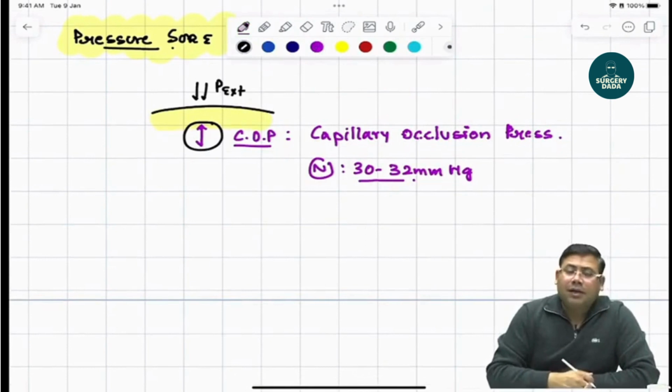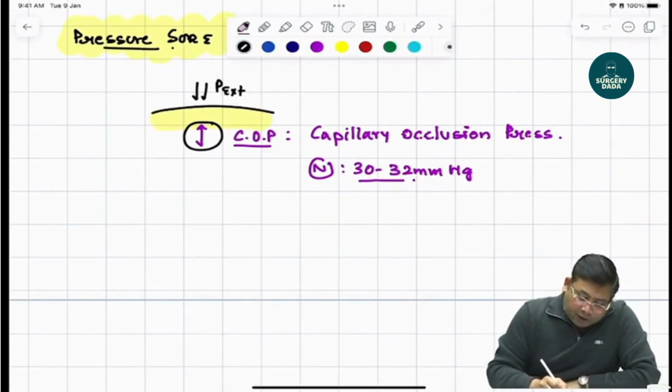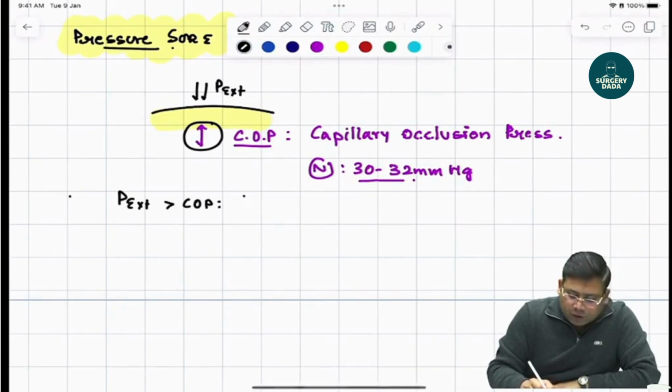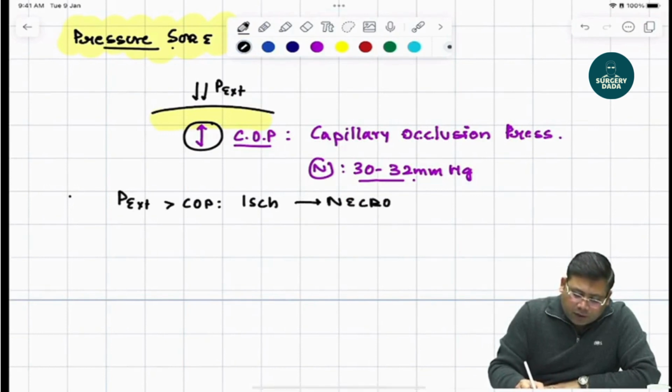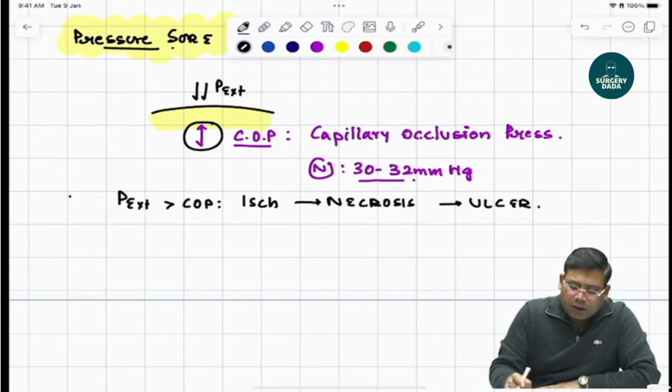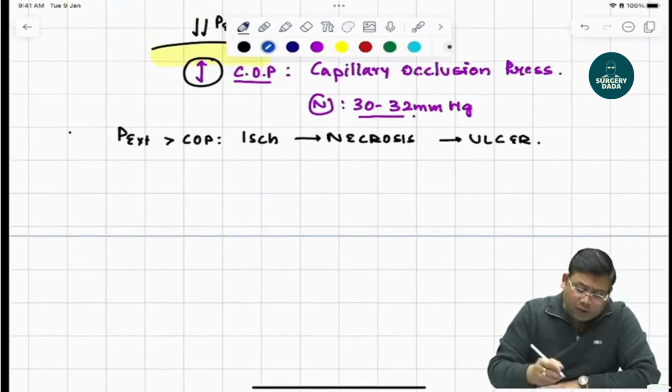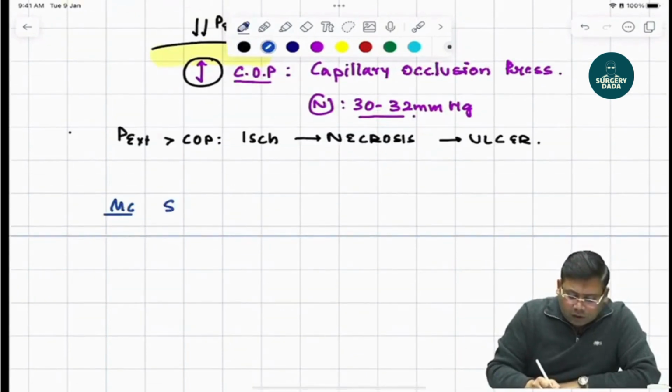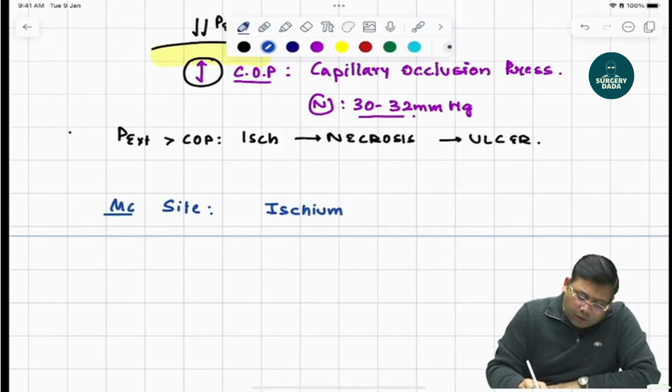Now let us understand what is happening. Whenever there is chronic immobilization, the P external is more than COP and therefore ischemia will happen, and ischemia will cause necrosis, and necrosis will cause what, students? Ulcer, and this is how things worsen. Now students, try to understand, the most common site is not the sacrum, it is the ischium.